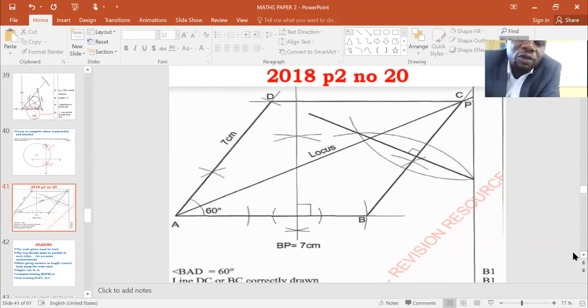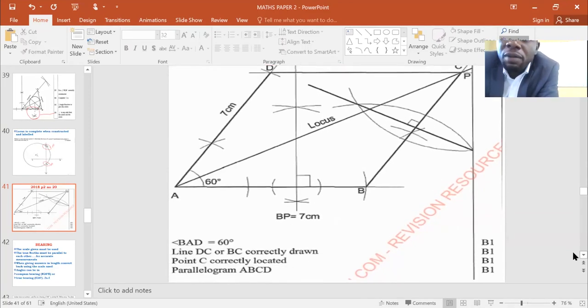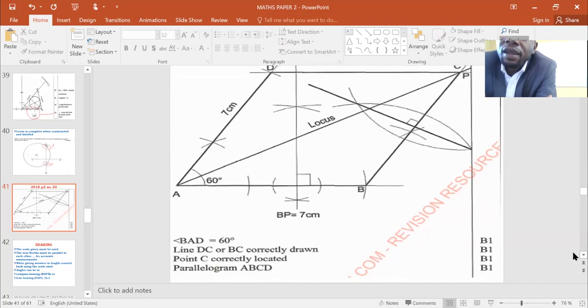And like we noticed in the first example, there's only one mark for the construction of the angle. Like the first question, we saw that there was only one mark for 45. The same will apply here. There's only one mark for that 60 degrees. And then when you measure line DC and BC correctly and draw them, you are also awarded one mark. And then when you locate point C and complete the rhombus, you are also awarded another one mark.